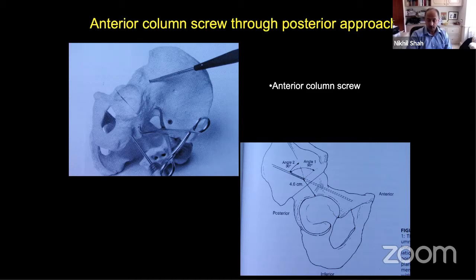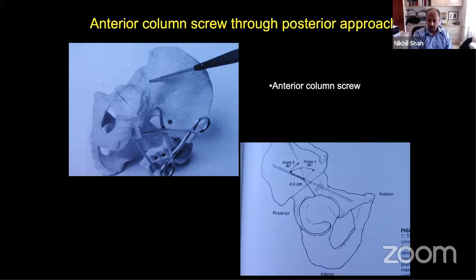Now, the trajectory of the screw that is shown in this picture is very difficult to get through a Kocher-Langenbeck approach unless you come separately, percutaneously, through the abductor mass. So often the trajectory of the screw, if you're going to use it with a Kocher-Langenbeck, has to change, and the entry point is shifted a bit more posteriorly in the retroacetabular area.